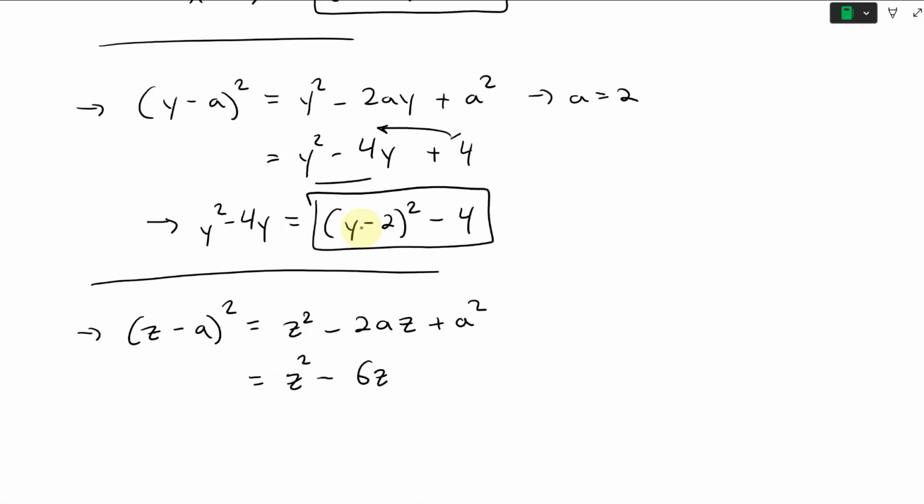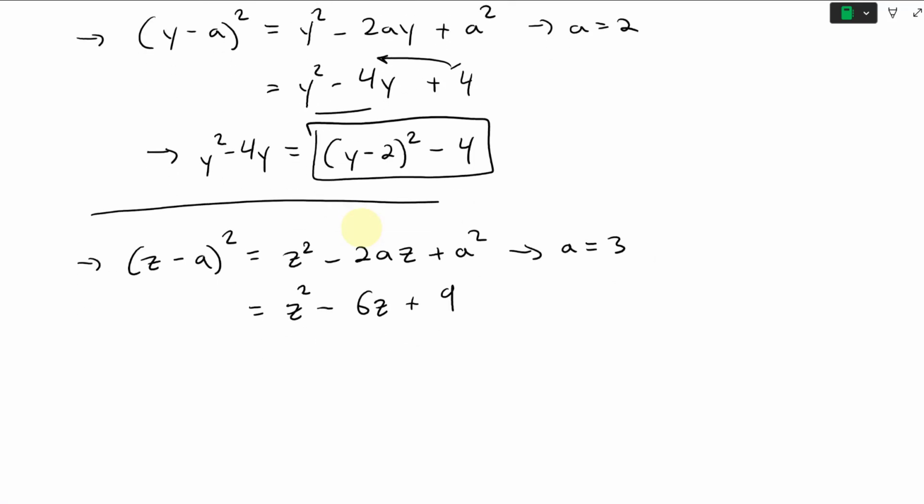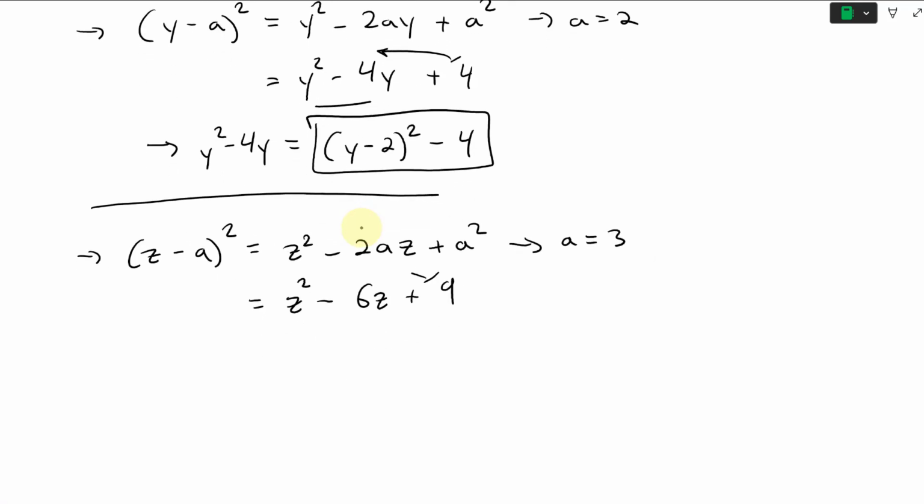So in other words, a is going to be 3, since 3 times 2 is 6. So a equals 3, like that. This is going to be 3 squared, which is 9. And then solve for this one here. Again, take it over to the other side. We're going to get z squared minus 6z is equal to (z minus a, which is 3) squared, minus 9.